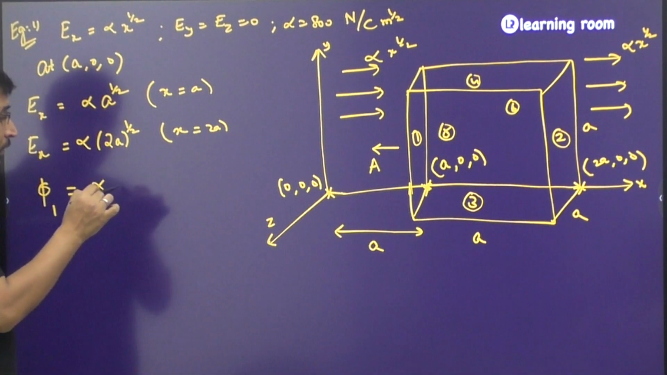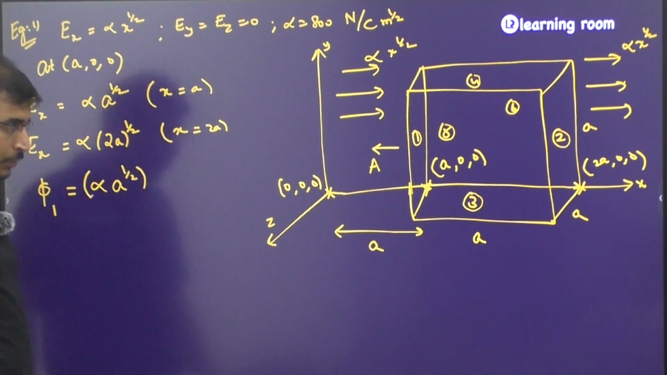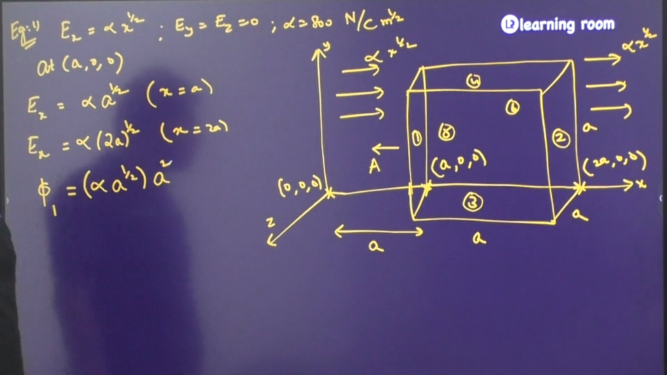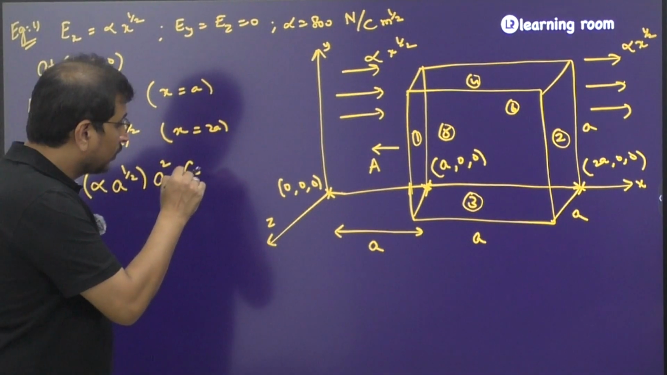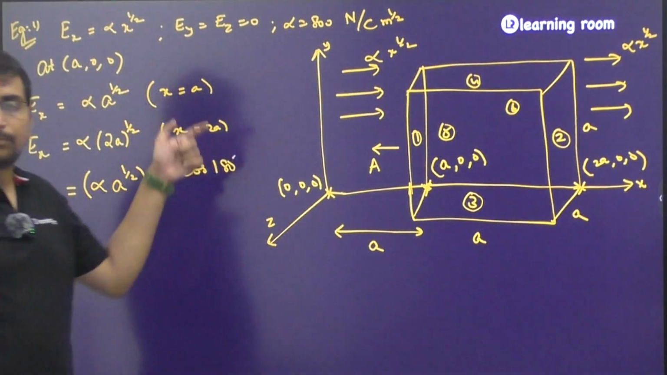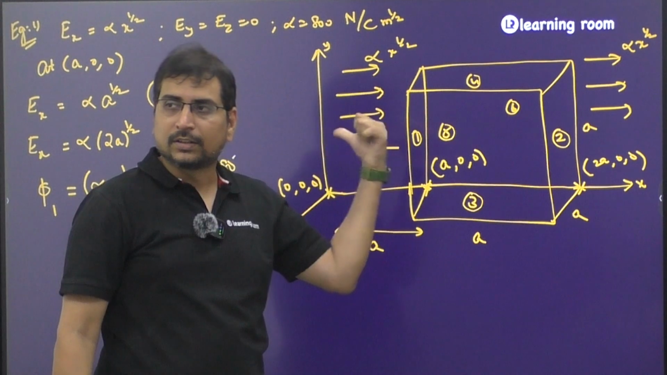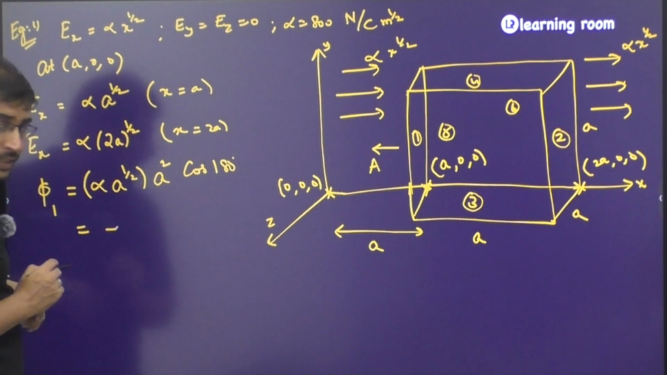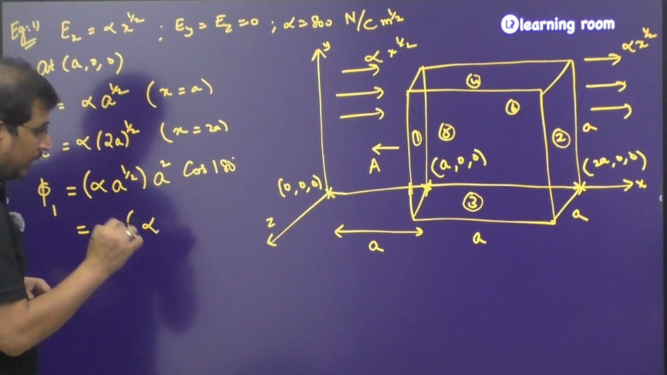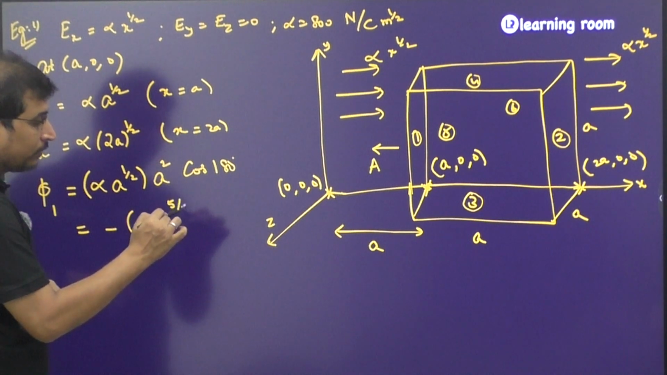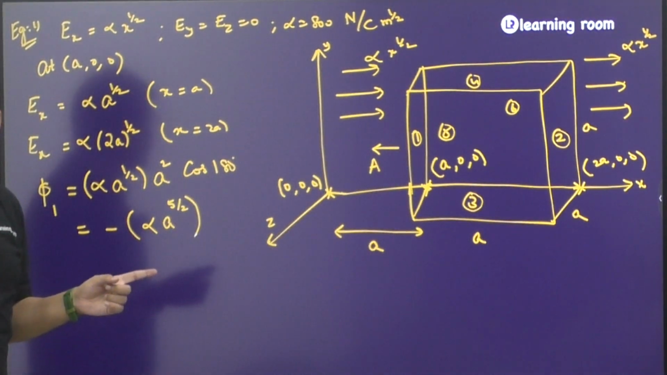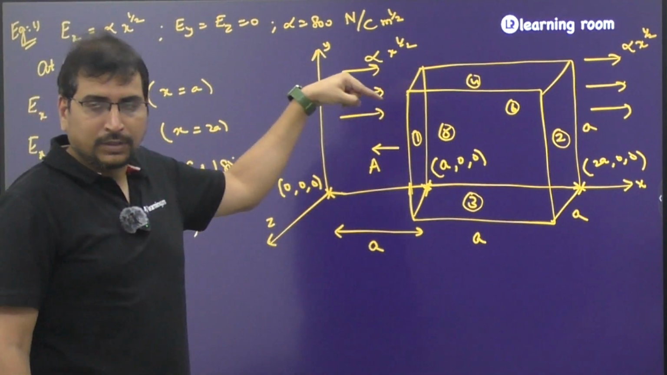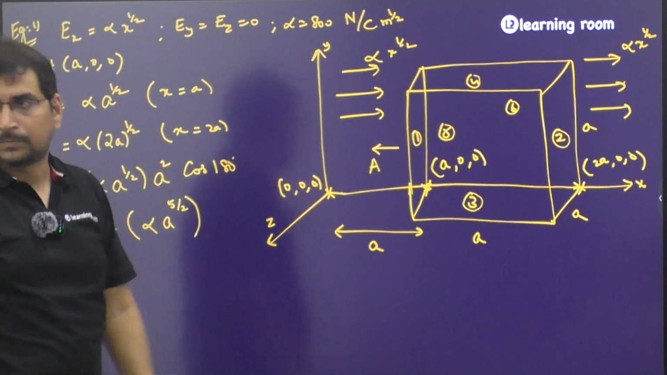It's very simple. This is the direction of electric field and this is the direction of areal vector. So flux through the first surface will be alpha into a power half into, this side is a square, cos of 180 degrees, because electric field is like this, areal vector is like this. Am I clear with this? So it is going to be minus alpha, a power half into a square will give me a power 5 by 2. So what is the meaning of negative? It is entering. The flux is entering the surface.